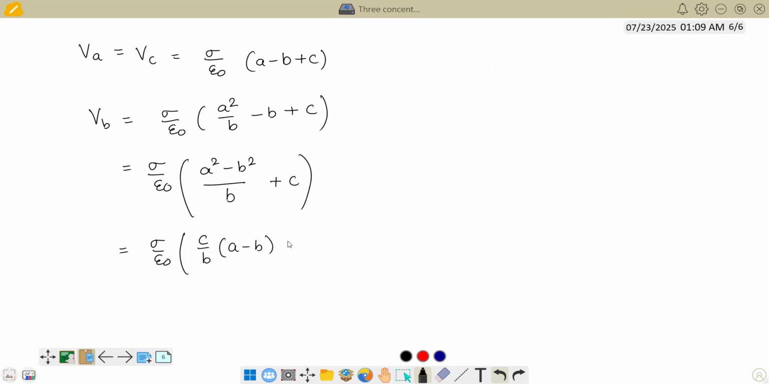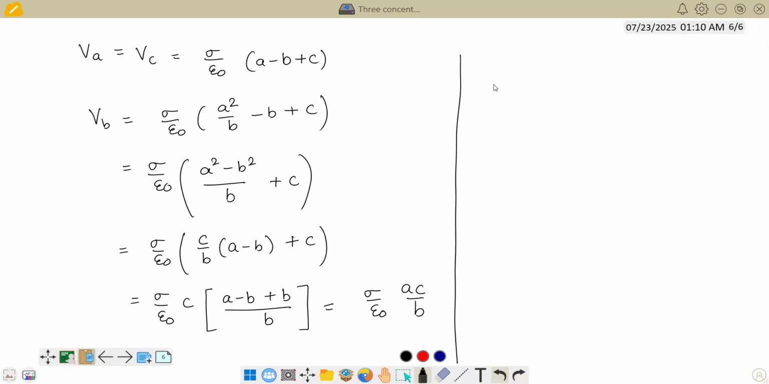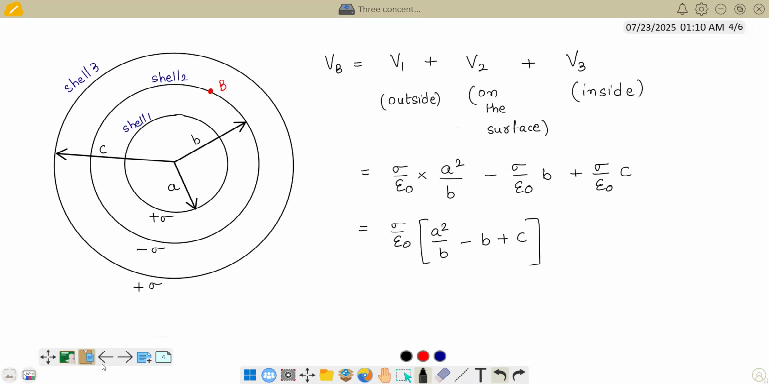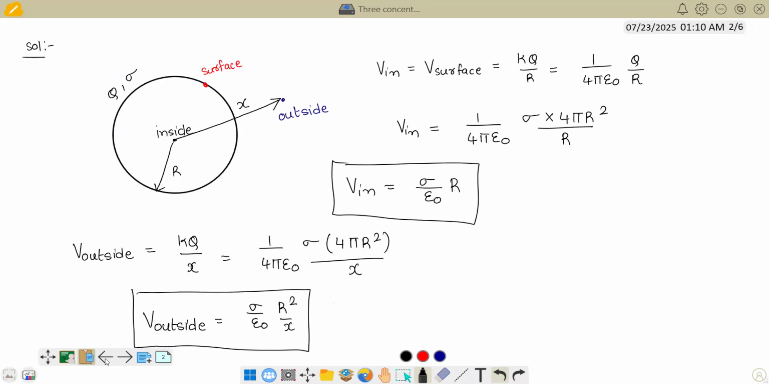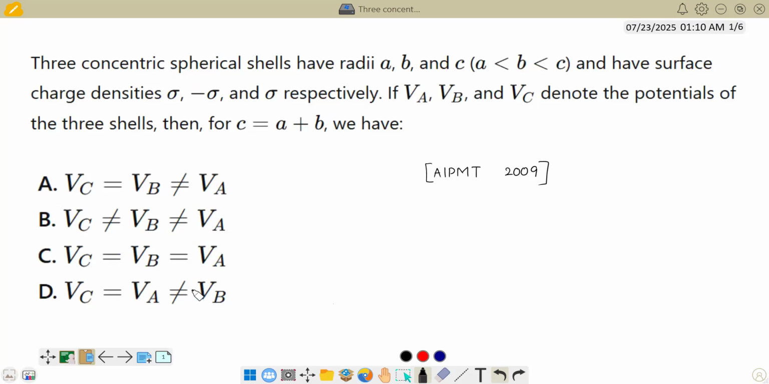Even this is not that significant. If you want to simplify it, you can further simplify it in this way. So this is how we get the expression, and we can write sigma by epsilon naught. If I take c outside, we will get a minus b plus b by b. So we get sigma by epsilon naught into ac by b. This could be an expression on solving this. So finally, we can conclude that VA equals VC, which is not equal to VB. The correct answer for this problem would be option D.